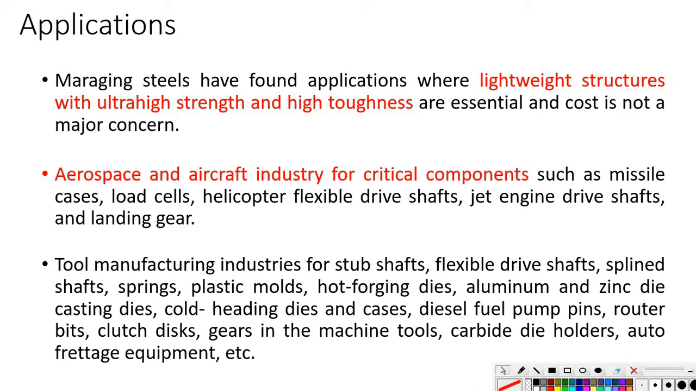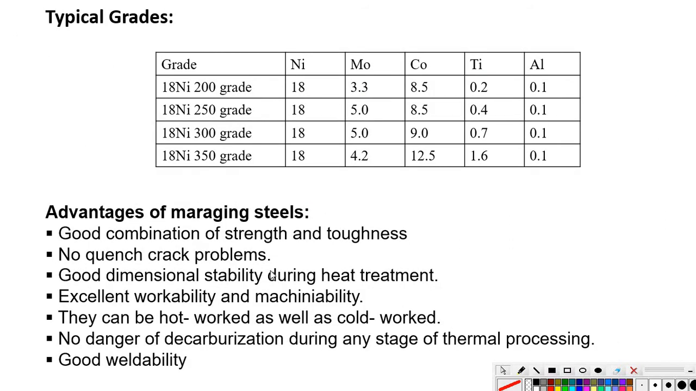Toughness is an important property that resists impact load. In the tool manufacturing industry we also use maraging steel. We can make different toolings using it, as it has good strength and toughness. There is no quench cracking problem, because during quenching of ordinary steel into martensite there is a chance of crack formation, but such a problem will not occur with maraging steel. And it has good dimensional stability during heat treatment.